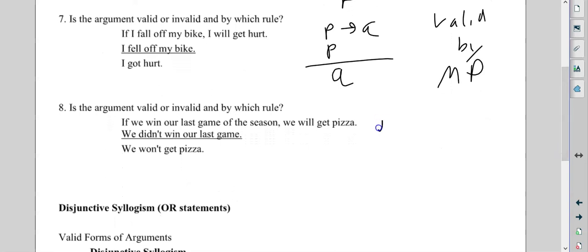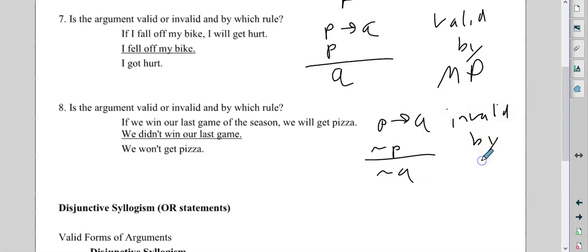So if we win our last game, then we'll get pizza. We did not win our last game, so that's not P. We won't get pizza, not Q. This is probably one of the toughest ones because you're thinking, well, but logically, just because we didn't win doesn't mean we didn't get pizza. I could have bought it on my own. Coach could have been like, oh, I feel bad for you guys. All those could have happened, but based on pure logic, this is invalid by the fallacy of the inverse. Fallacy of inverse. And again, if you want to just abbreviate it, FOI, I'm fine with that. Saves a little time.